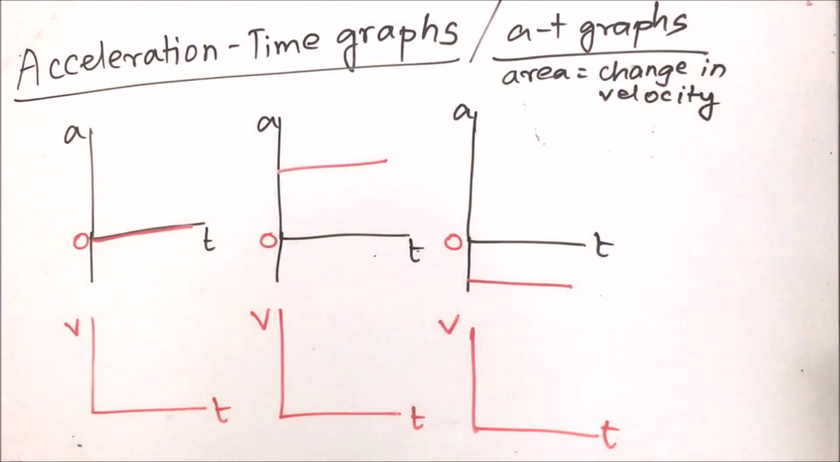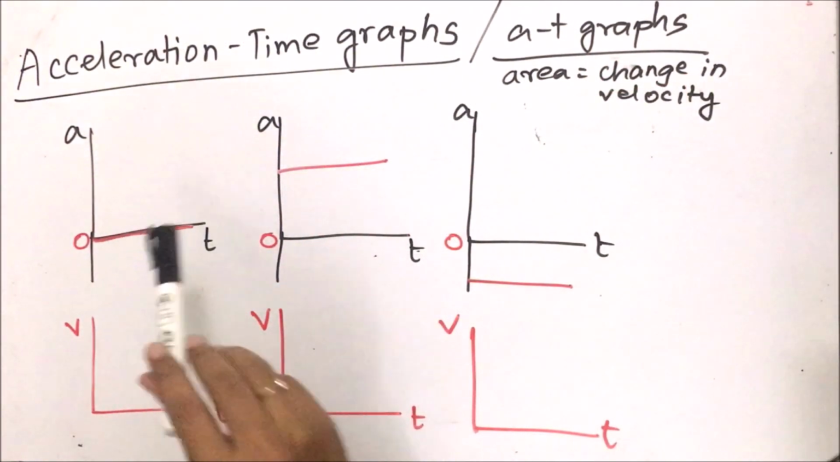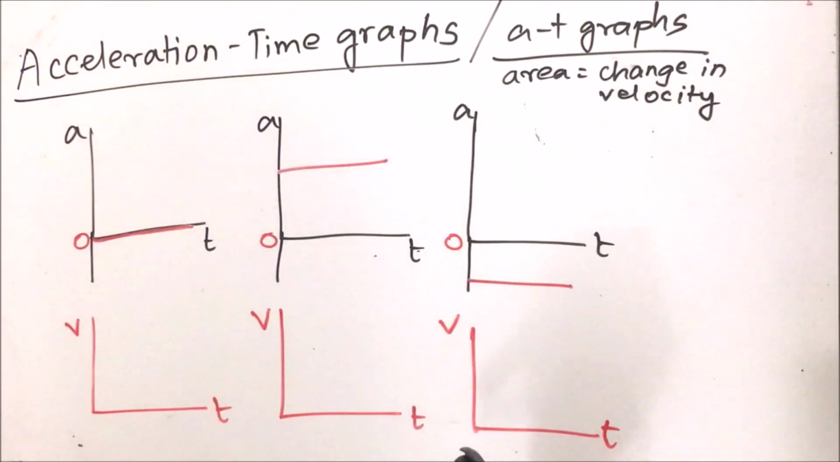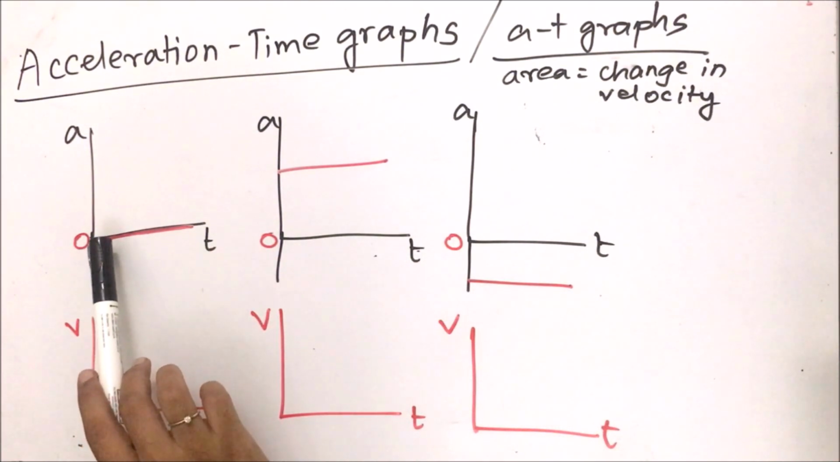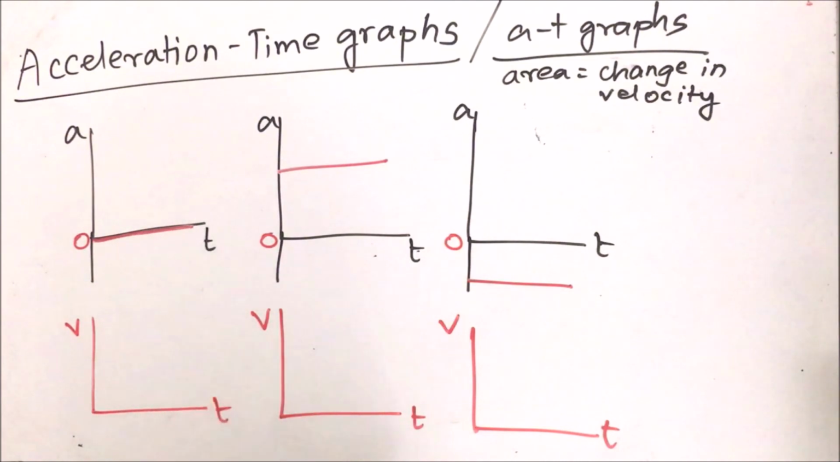Moving on to acceleration time graphs. Here I have 3 acceleration time graphs and 3 velocity time graphs. In the first acceleration time graph, the acceleration time graph is coincident with the x-axis or the t-axis. It has a constant 0 value, which means there is no acceleration. 0 acceleration means there is no change in velocity, so the velocity time graph will have a constant value, like this, a horizontal line.